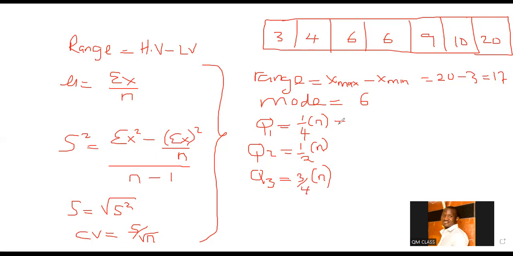So in this case, how many? We have 1, 2, 3, 4, 5, 6, 7. So our n is 7. So what is a quarter of 7? What is a quarter of 7? Like I said, you help me by quickly calculating those figures.